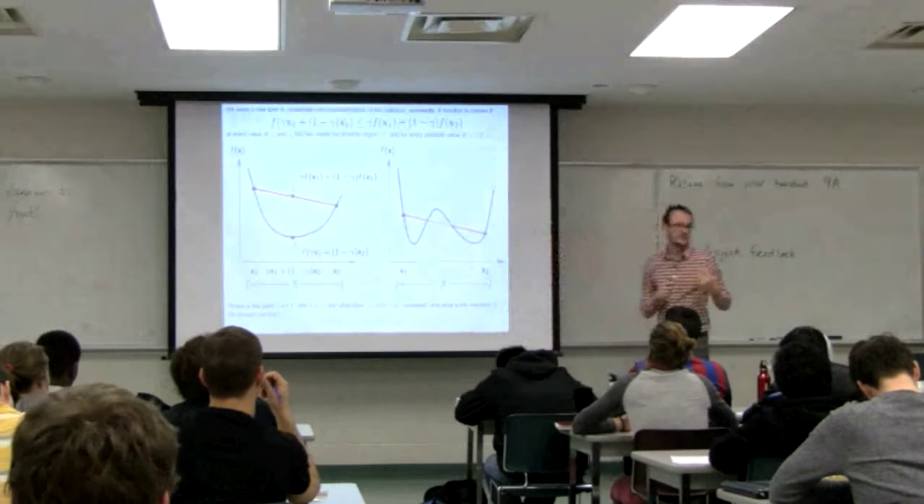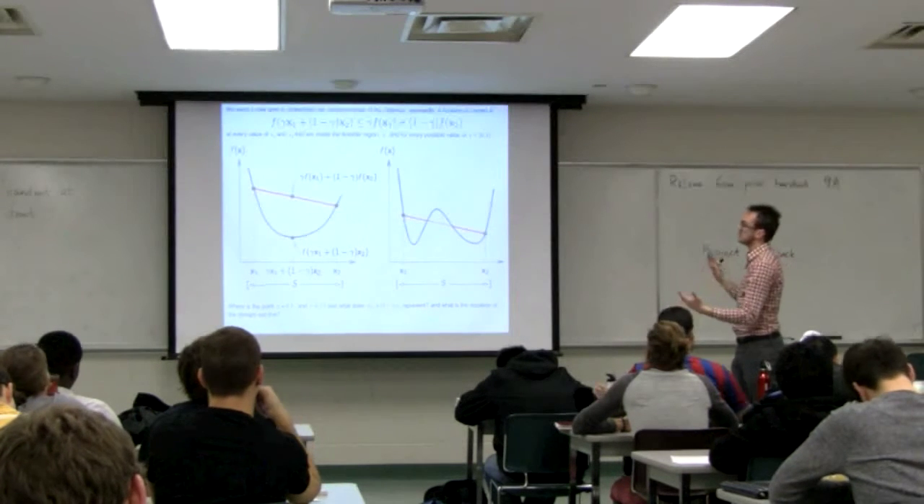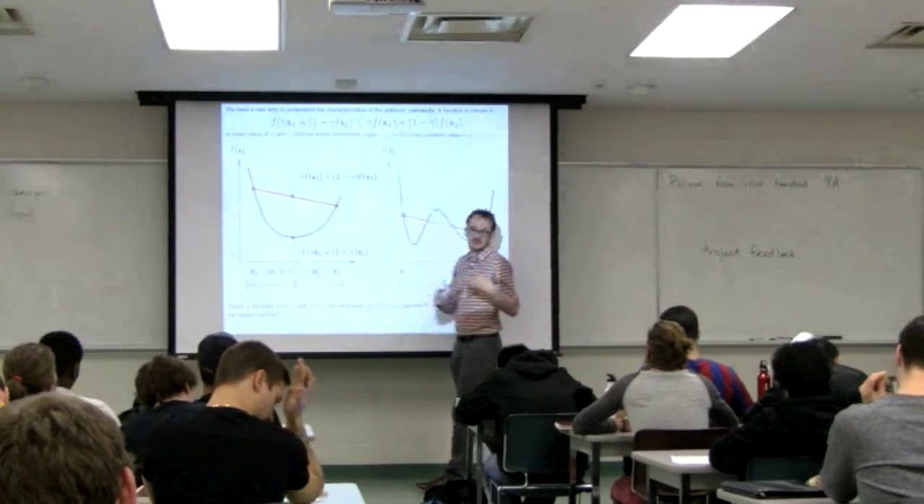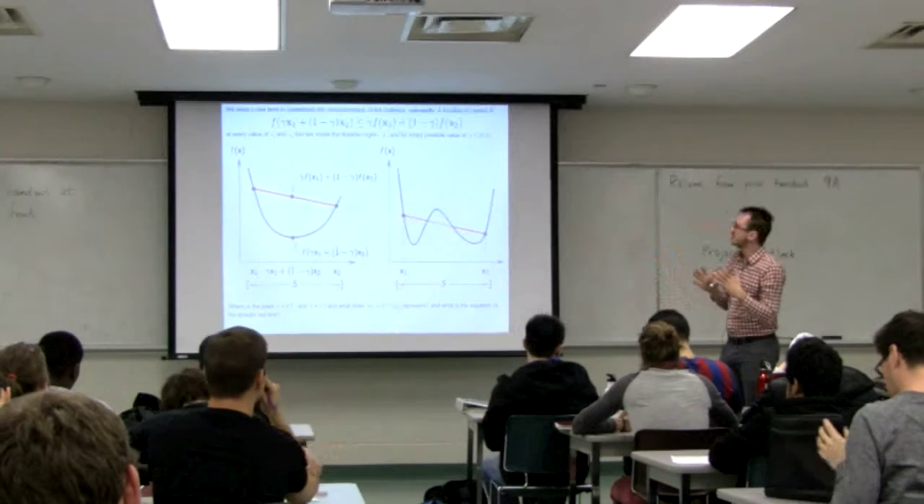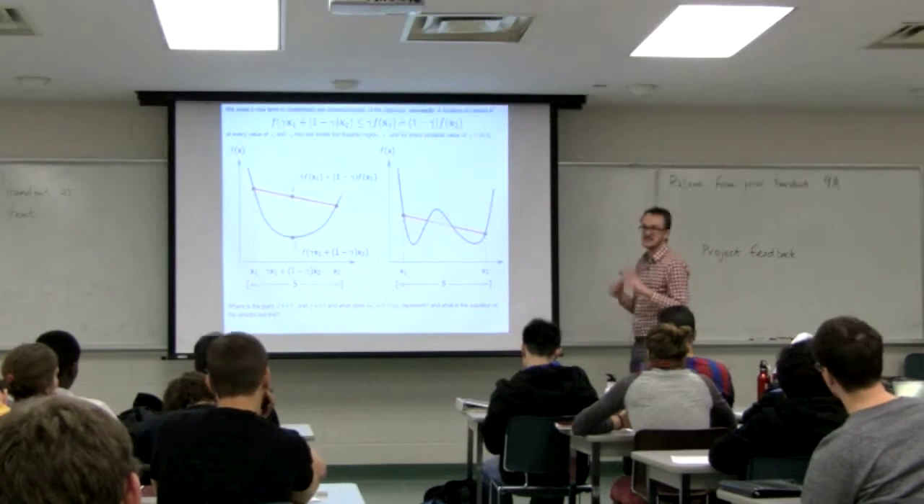So the definition for convexity relies on this value gamma that goes between 0 and 1, and it also relies on what your feasible region is. So functions can be non-convex over a large region, but if you reduce the scope down to a smaller subset, you can get convexity in that subset.